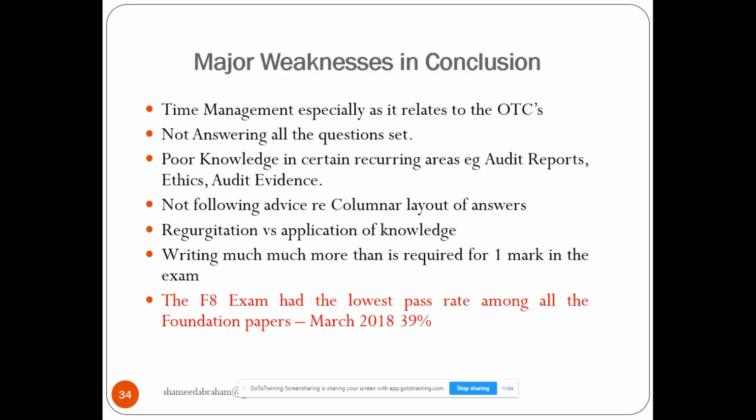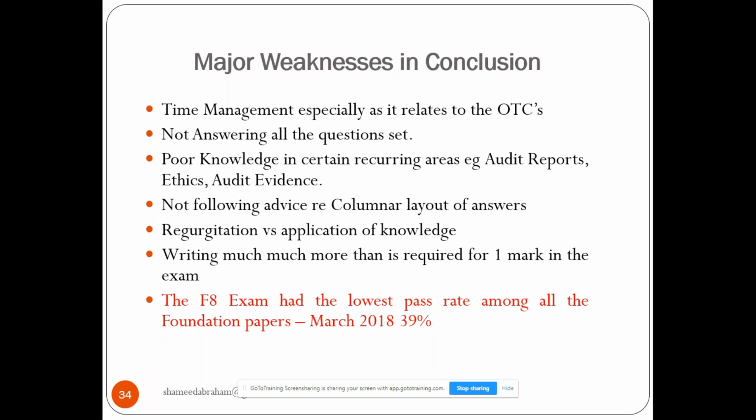All right, so those were really the 5 main areas of the F8 exam. Just very quickly, some of the major weaknesses. In conclusion, the time management issue, not answering all the question set, poor knowledge. You cannot expect to go into this exam where there are lots of knowledge-based questions and not paying attention to and not having the required knowledge.